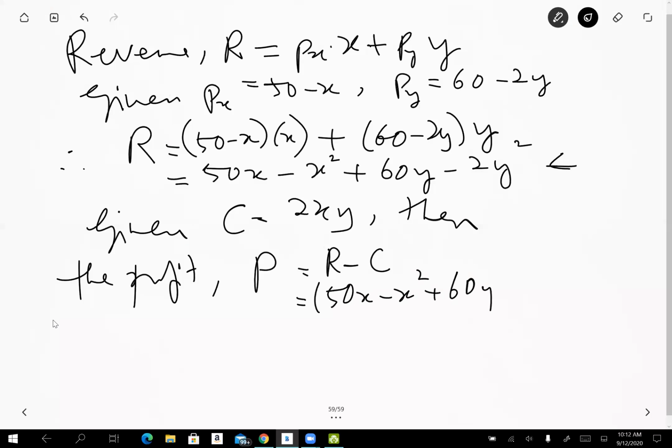Plus 60Y minus 2Y squared. That's the revenue, everything. Minus 2XY, that's the cost. So simplify if you can. If you cannot, then that will be it.